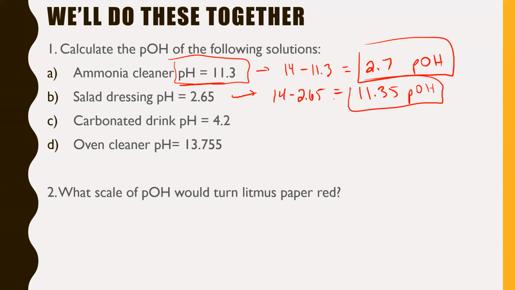Again, you just subtract your pH from 14 to get your pOH. That's about it. I'm going to skip these other two because I think you guys get it.